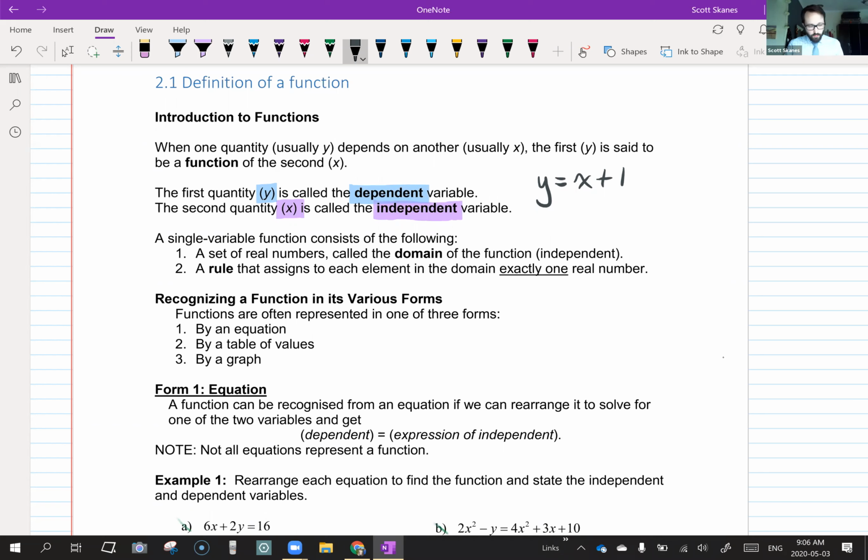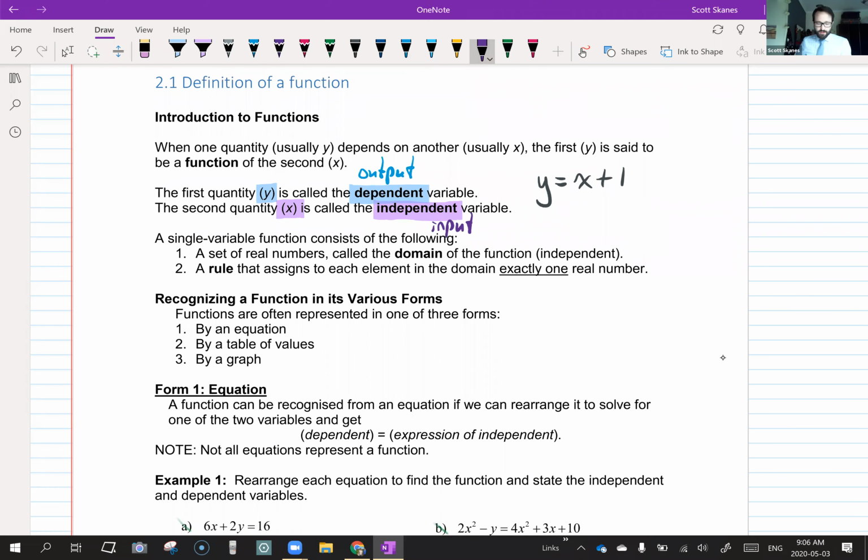Well, y depends on x because we need to put x in. 1 needs to be added to it in order to give us our y. So this stuff happens and then it gives us the y. Y depends on whatever you put in. In other words, the dependent is the output and the independent is the input.